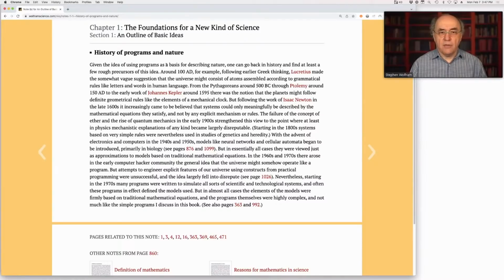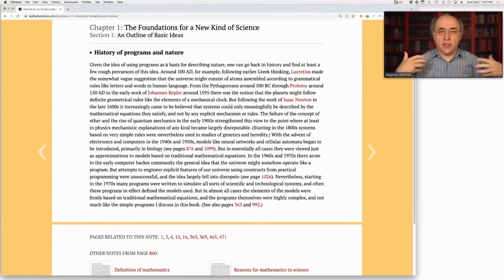A common metaphor from Ptolemy to Kepler and so on was this idea of clockwork, that things like planets would follow geometrical rules that are like the elements of a mechanical clock. And that's a program-like idea. But by the time Newton came out with just trust the mathematics, write down the equations, use calculus, this idea that there might be a clockwork mechanism fell into disrepute. And it sort of reemerged.